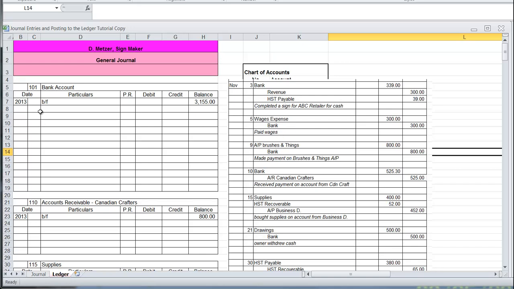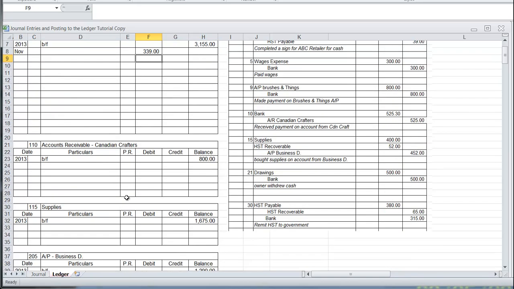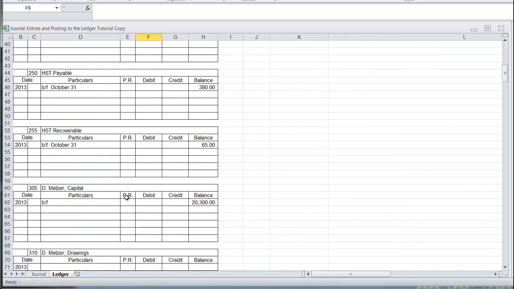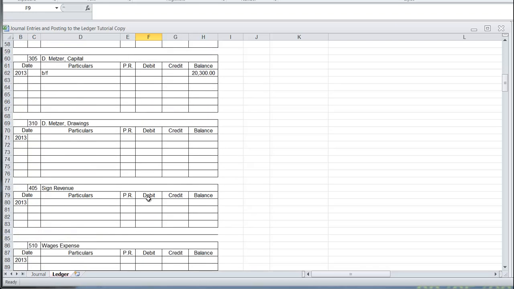So I have it all here. So we would start with, this is of course the month of November, and we're given that the balance forward is $3,155. So this very first transaction was a debit to bank for $339. I'm not going to worry about all the particulars. So the first thing that we would do is a $339 debit to bank. Revenue was $300. A credit to revenue of $300. So we would have to scroll down here and find revenue. And so revenue would be a $300 credit.